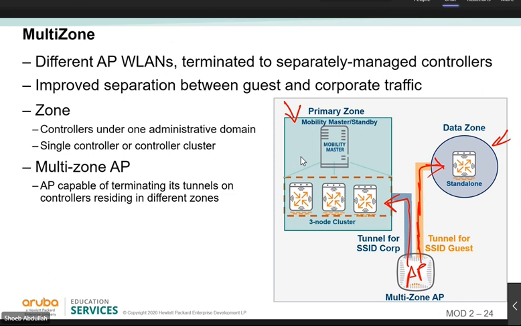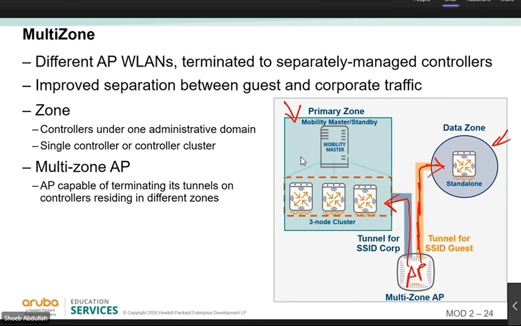Let me tell you a little bit of history about why multi-zone was created. In the United States, many of the federal agencies, the FBI, CIA, whatever that is, most of the United States federal agencies have Aruba as their wireless infrastructure.